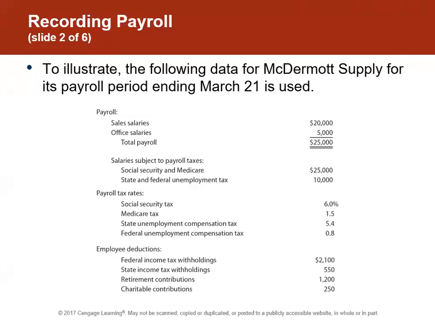Again, we're going to assume a 6% tax for Social Security, 1.5% for Medicare, and then they give us employee deductions. We withheld $2,000 for federal income tax, $550 for state, $1,200 for retirement, and $250 for charitable. So this is all the information we need to make our 2 payroll journal entries.